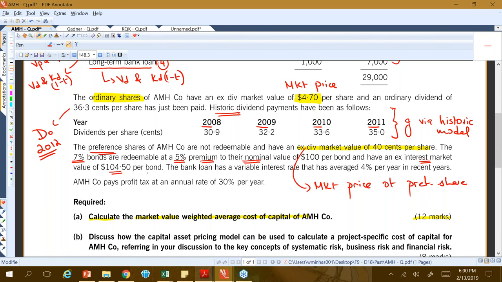Now there are some key words here we need to pick. First of all, what is this 7%? This 7% is the interest or the coupon.